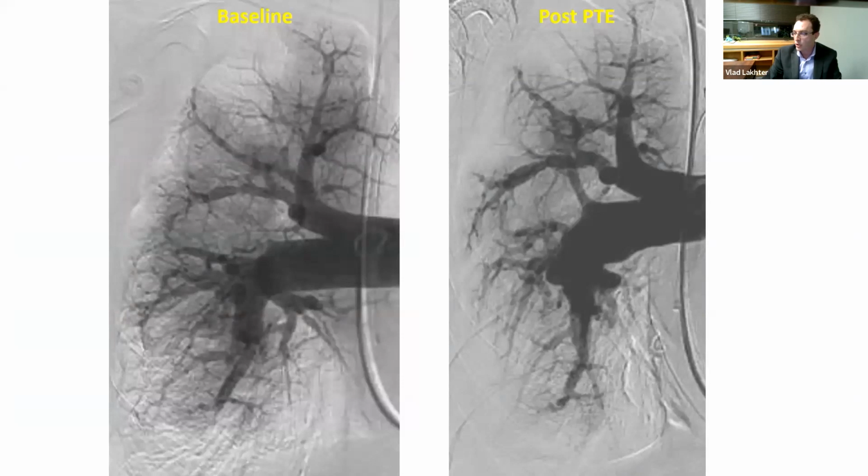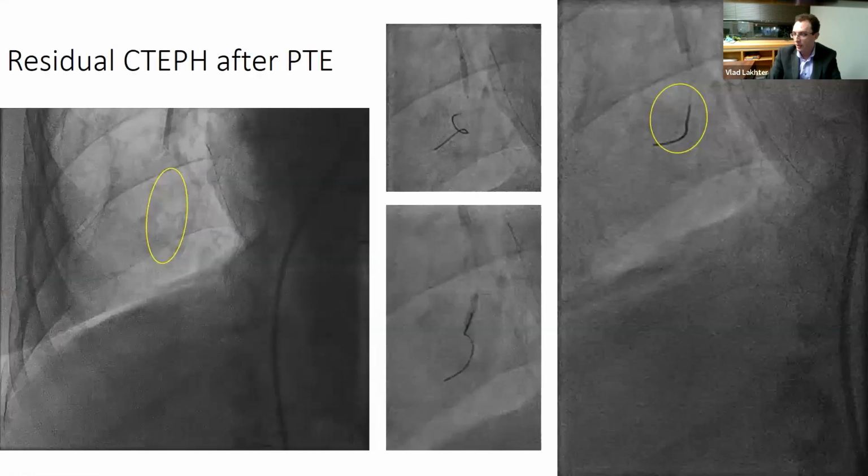Here's an example of a patient that had a pulmonary angiogram prior to pulmonary thrombectomy. And this is the pulmonary angiogram several years afterwards, because the patient had residual pulmonary hypertension. You can see that the morphology of the vessels, even the angulation of the vessels, changes after pulmonary thrombectomy, and there's sagging of the vessels. So the vessel morphology really is different.